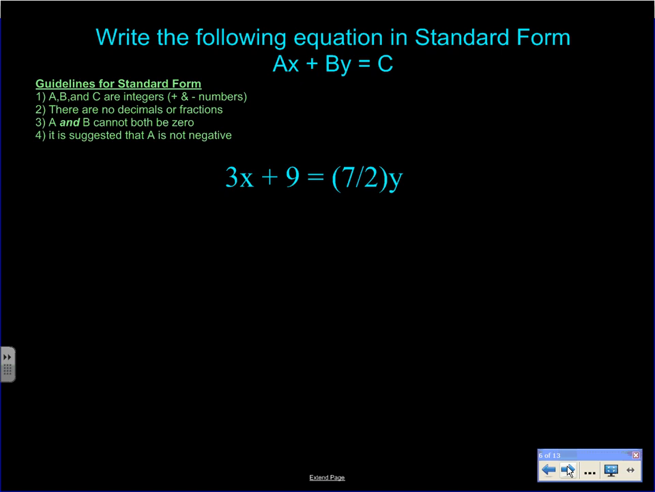And if we look here at this equation, there are no decimals or fractions. Well, there is a fraction. So back from our previous example, we're supposed to multiply both sides of the equation by the least common denominator. Well, this 2 is the only denominator that we have, so we're going to multiply both sides of the equation by 2. Let me rewrite this to be 7/2y times 2.